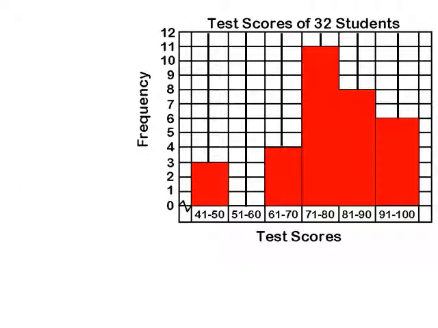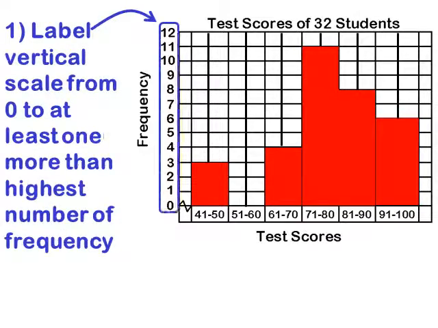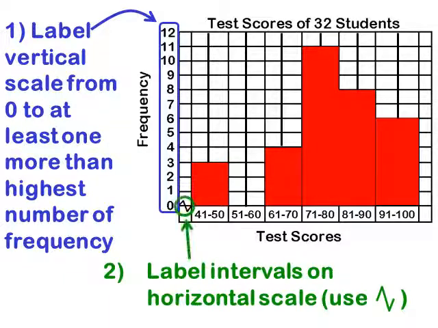Now that we have our frequency histogram, I want to point out a few things. You always want to label your vertical scale from 0 to at least 1 more than the highest number of the frequency. You always want to label and title your axes as well as your entire graph. You also want to label your intervals on the horizontal scale. If your interval does not begin with 0, you want to assure that you are using a break mark.